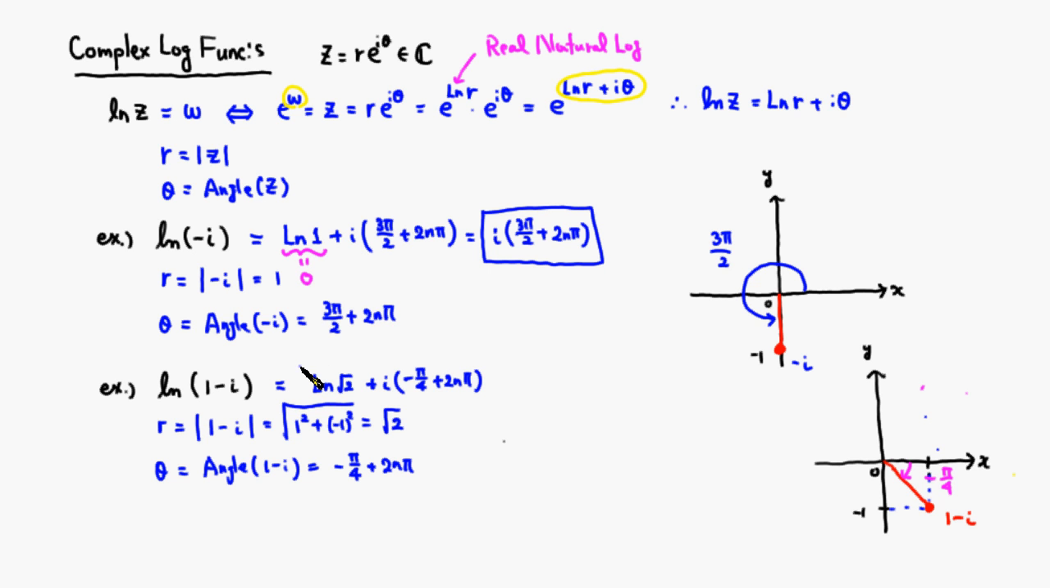Maybe I should be clear: n is any integer here. So these are the values of the complex log functions. All right, that's it. I hope that this was clear.